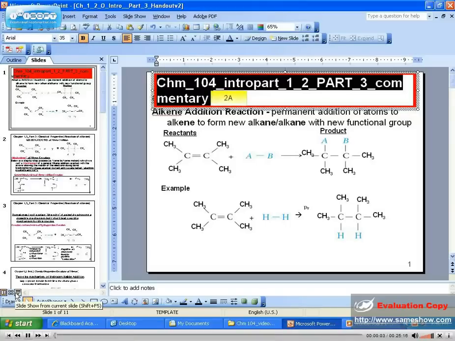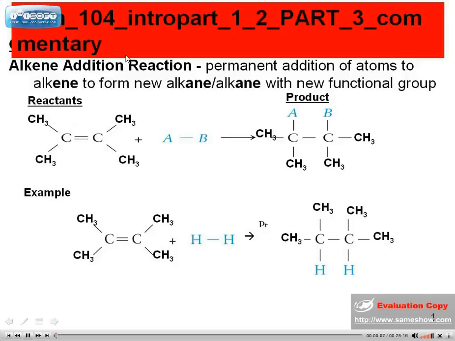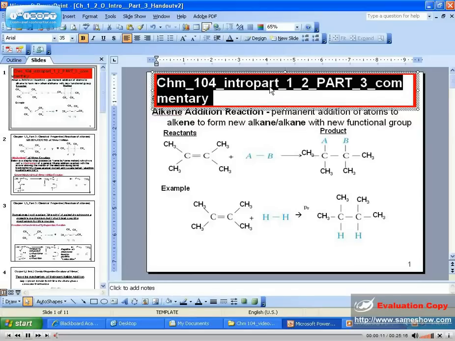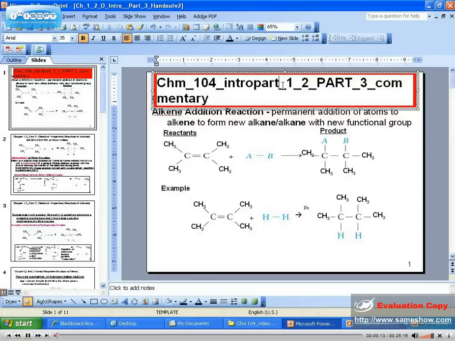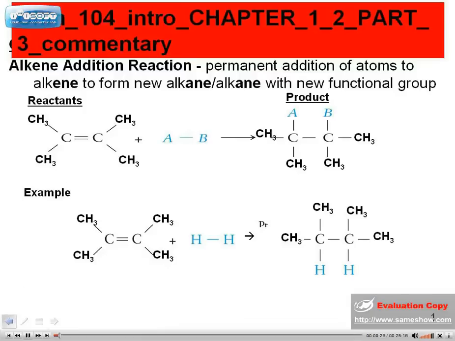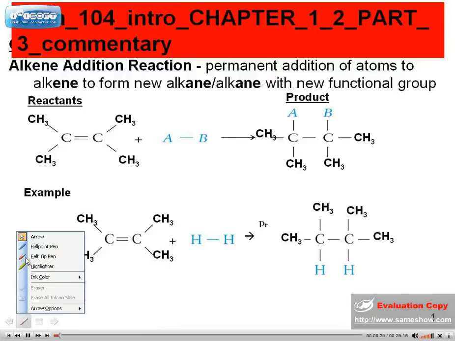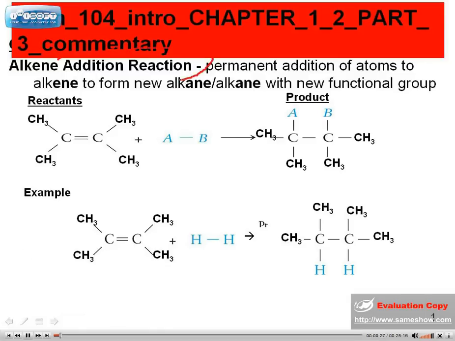This is Chemistry 104, the introduction to chapters 1 and 2. I know it's a little bit confusing since the commentary and the chapters both use the term part, but keep in mind that this is for chapters 1 and 2, part 3 commentary. In this we focus on alkene addition.